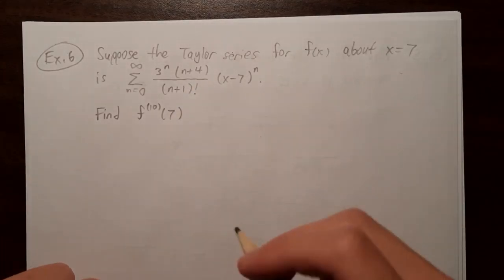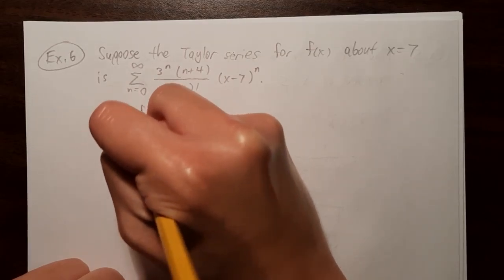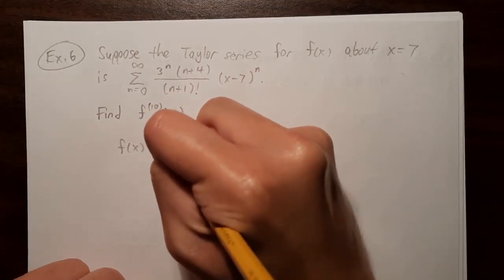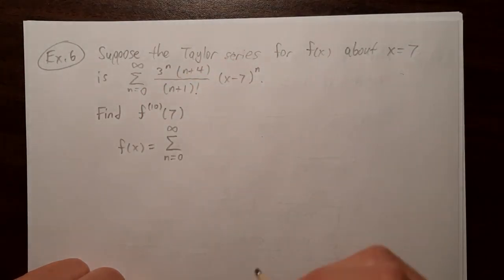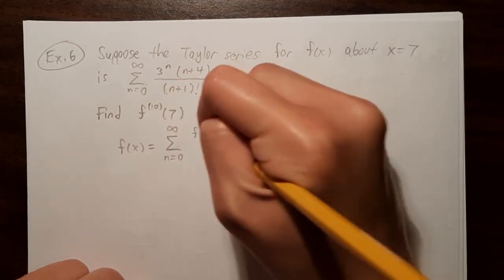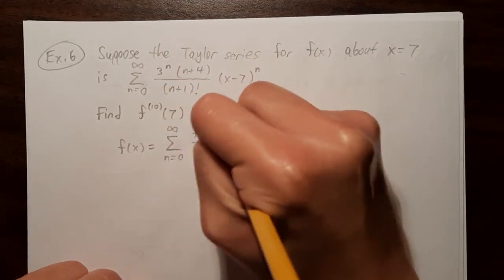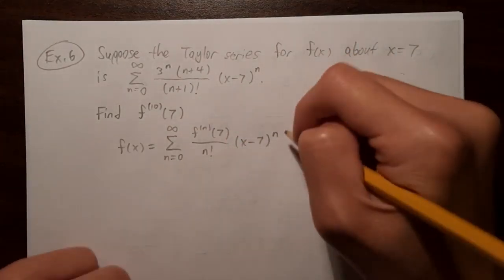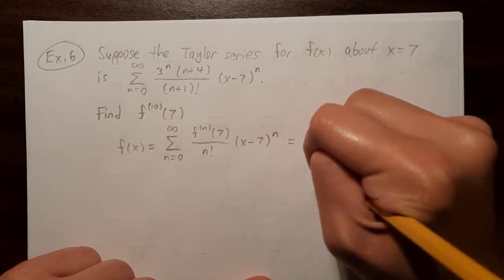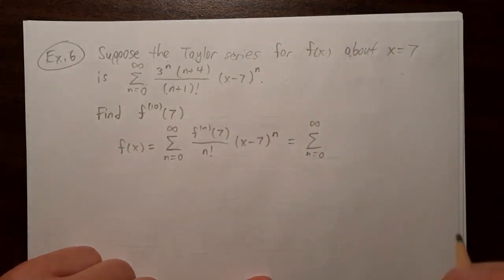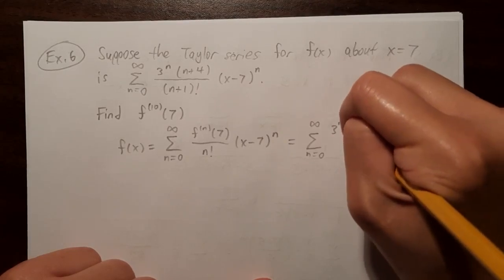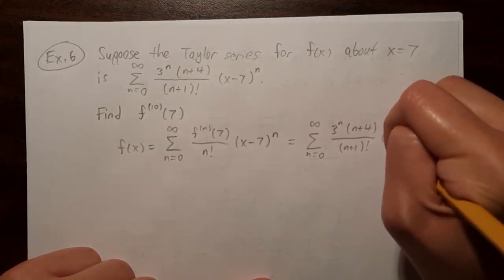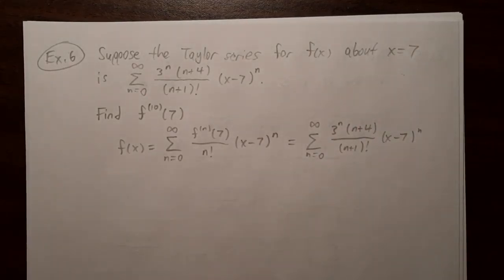To get a handle on this, let me real quick go ahead and write out what the generic formula for a Taylor series is, centered at x equals 7. So it's the sum, n equals 0 to infinity, of the nth derivative of f at 7 divided by n factorial times (x minus 7) to the n. And in this case, we are told that this series is 3 to the n times (n plus 4) divided by (n plus 1) factorial times (x minus 7) to the n.